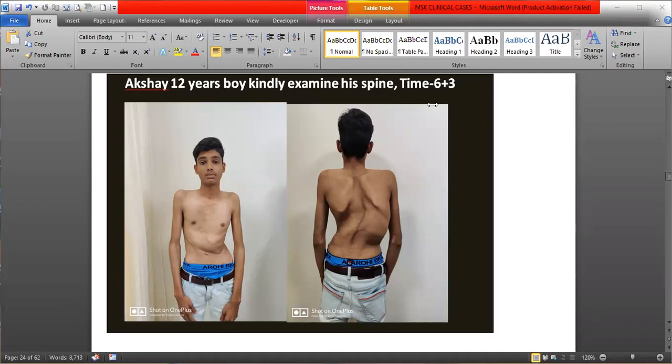I'm looking for any scars on his upper limbs or lower limbs, spine, everywhere. No scars. Can you just walk for me, Akshay? I'm looking at his gait. Okay, so gait is near normal, but in the upper part there is scoliosis. That is the only finding.